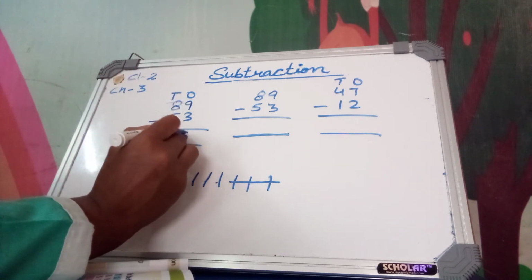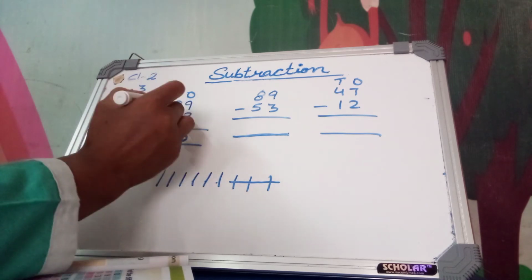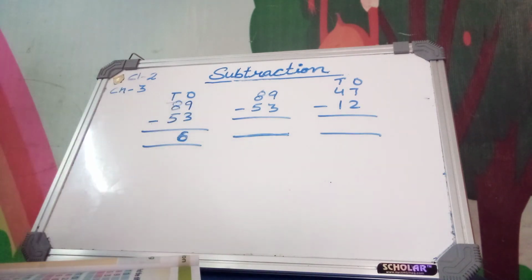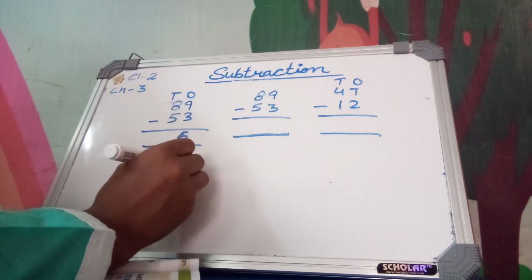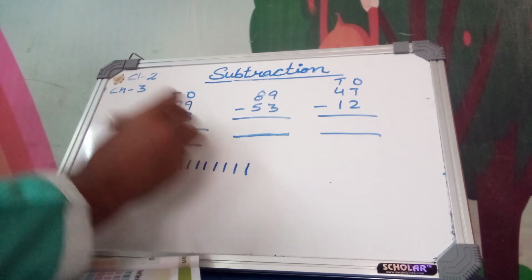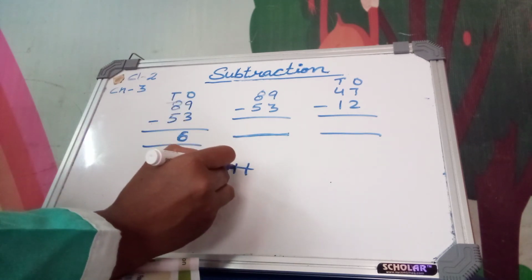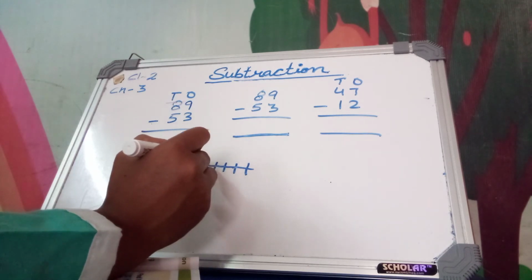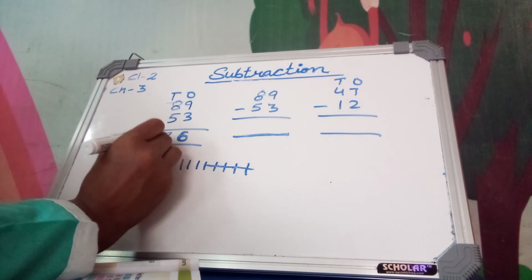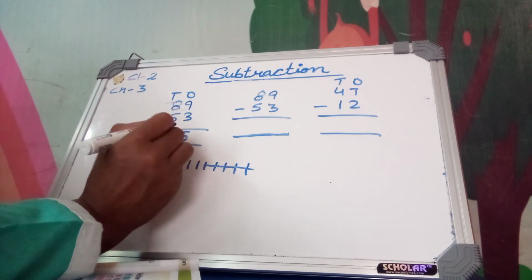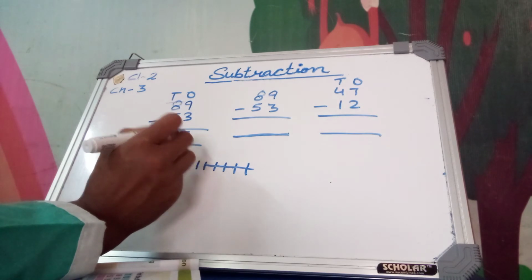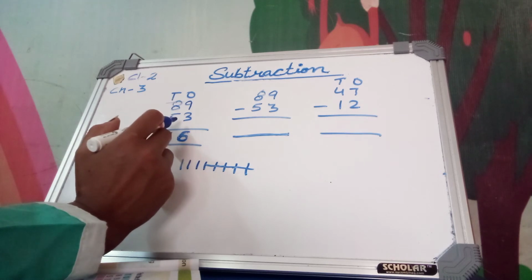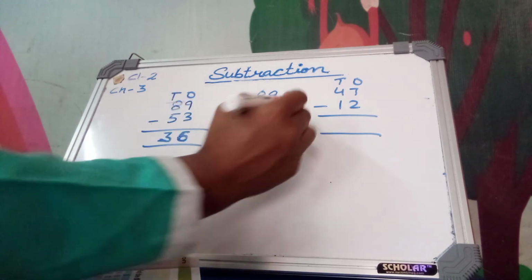And write down this 6 in the ones digit, and then draw 8 lines and cut 5 lines. 1, 2, 3, 4, 5, 6, 7, 8, and cut 5. 1, 2, 3, 4, 5. How many lines are left? 3. Okay. 36 is our answer. If we subtract 53 from 89, we take away. The answer will be 36.